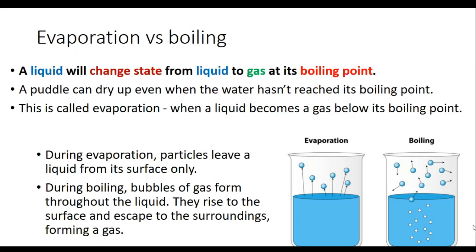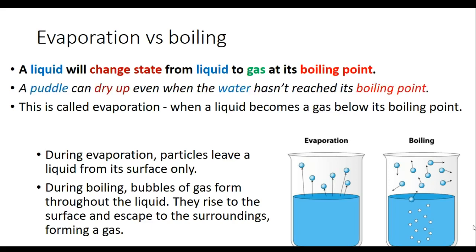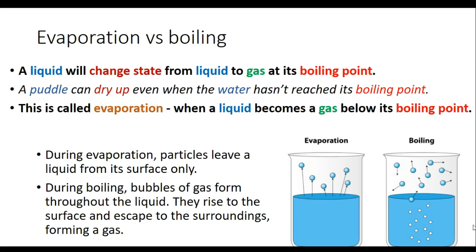So a liquid will change state from liquid to gas at its boiling point. However, water, for example a puddle, can change state even when the water hasn't reached its boiling point. So for example, a puddle could dry up even though the water hasn't reached its boiling point. It hasn't been hot enough for the water to reach 100 degrees. This is called evaporation. So it's when a liquid becomes a gas, it changes state even though it is below its boiling point.